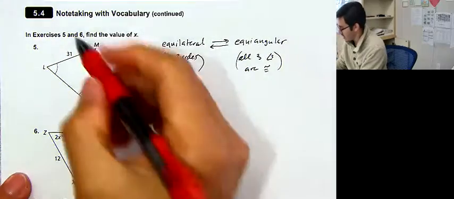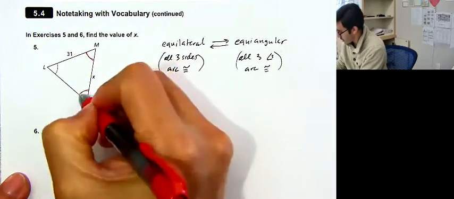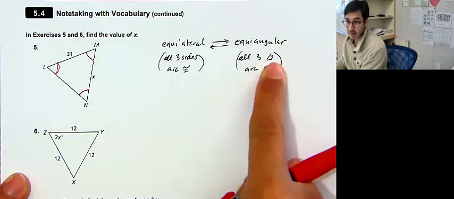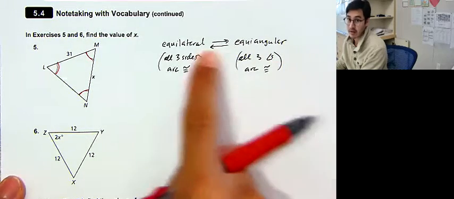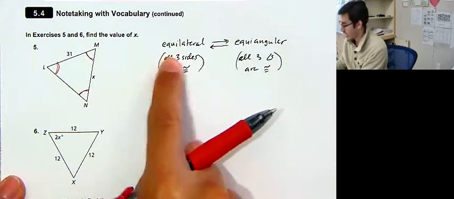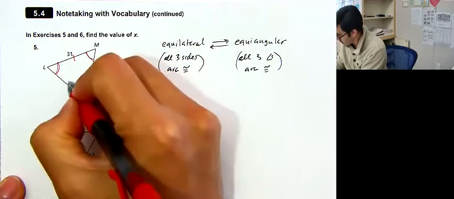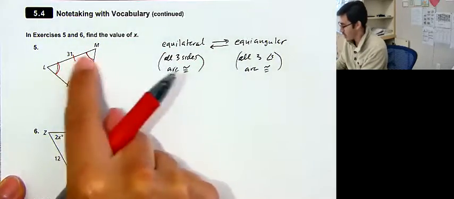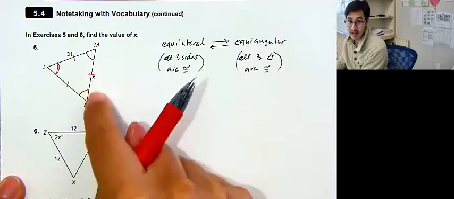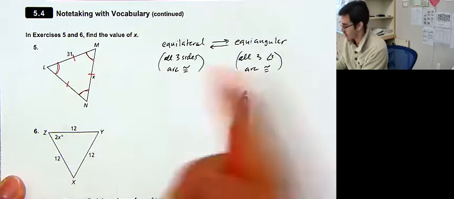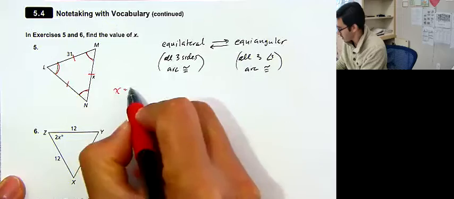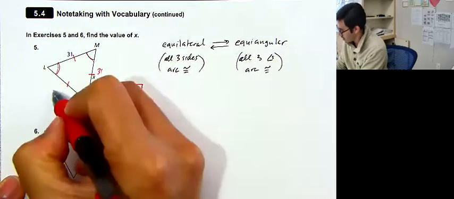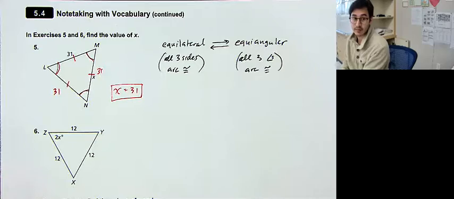So question number 5, we see that this triangle has three congruent angles, meaning that it is equiangular. And because it is equiangular, we can claim that it is also equilateral, that all three sides are the same length. Okay, and that means the side whose length is 31 is the same length as the side labeled x. So in other words, x is also 31. Okay, this side is 31 and this side is 31.